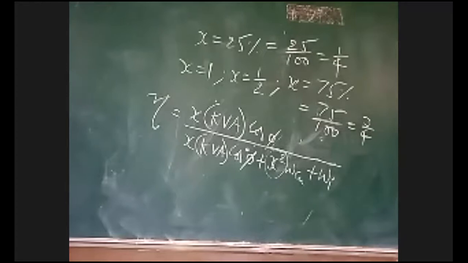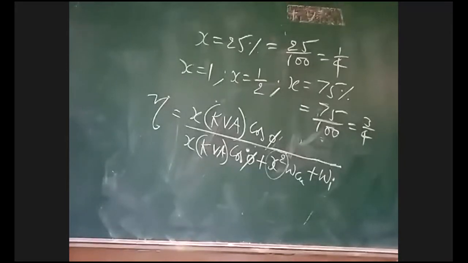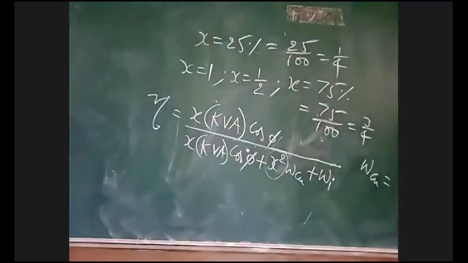First of all, listen. Iron loss is constant. It is not depending on the load. That's why for Wi there is no X. Now come to copper loss. Why am I taking X square? Because copper loss is the variable loss. What is the variable in copper loss? R01 is constant, I1 is the variable, current is the variable.